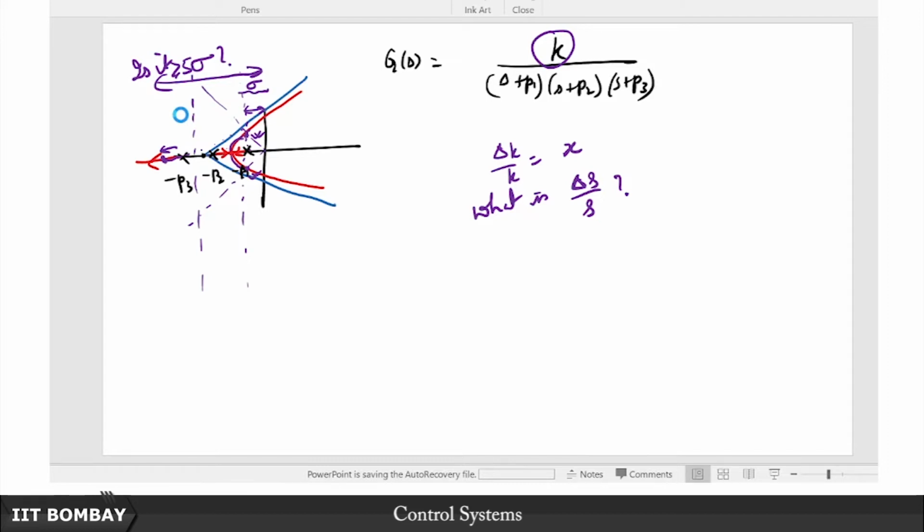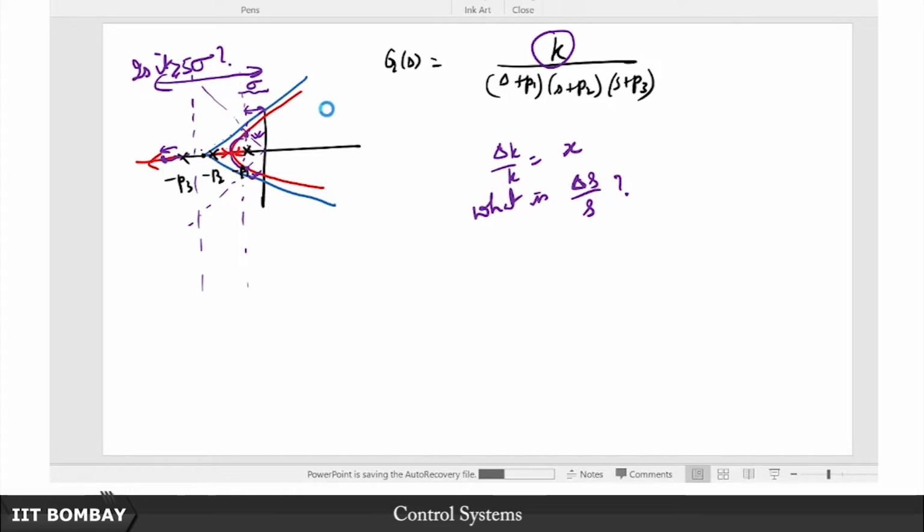So let me summarize that. First count is, of course, this is capable of meeting the percentage overshoot requirements because it clearly has some intersection with the constant zeta loci. But it may not simultaneously be able to meet the desired level of percentage overshoot as well as the desired settling time. This system may not be quick enough.